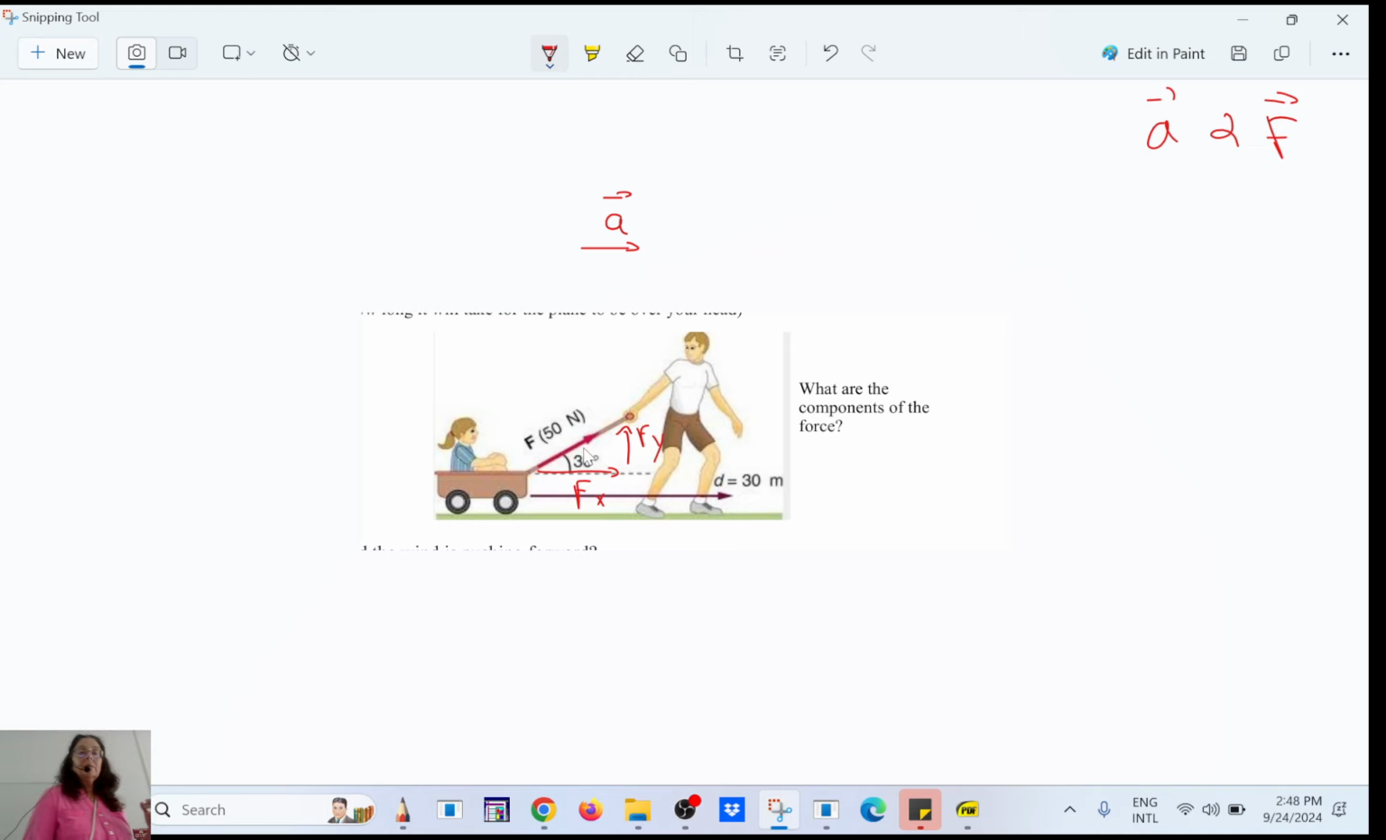My point is, vectors have different jobs. The job of the x component is to make it move forward, accelerate, because there is a force. And the job of the y component is to lift, to decrease friction. So how can I find the x component?